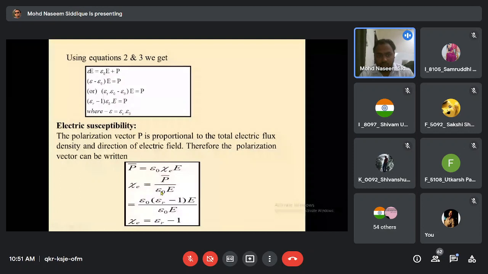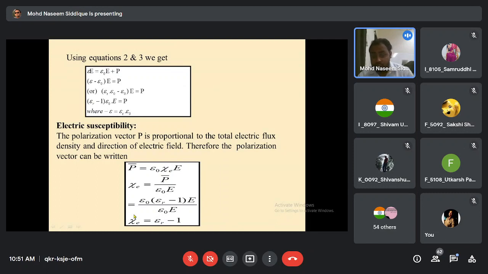Okay, chi is equal to P upon epsilon naught. Now if we simplify this equation, P is equal to epsilon naught (epsilon R minus 1) E, so we can write chi is equal to epsilon R minus 1. This is the other main equation: chi is equal to epsilon R minus 1. Is it clear? So chi may be positive or negative.